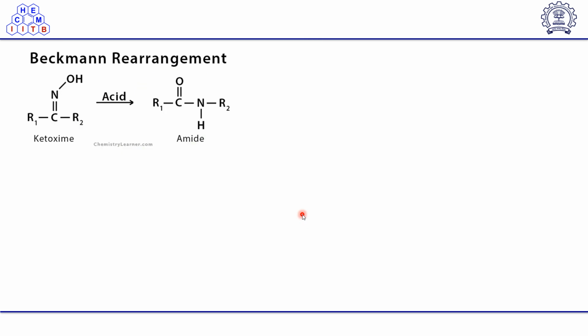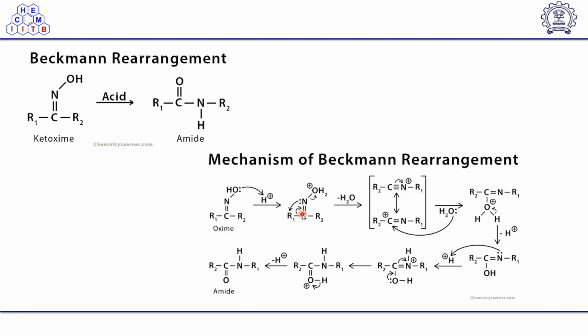Now the next reaction is the Beckmann rearrangement. This also we have discussed previously, that is, rearrangement of this ketoxime into the corresponding amide, which is catalyzed by acid. This is known as the Beckmann rearrangement, and the mechanism of this reaction is like this.